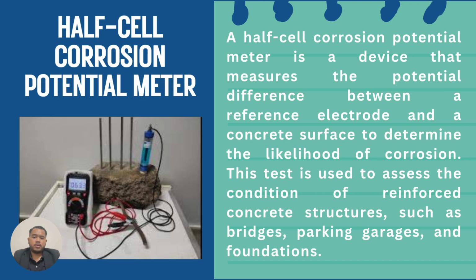Finally, the half-cell corrosion potential meter assesses the likelihood of corrosion in reinforced concrete structure. It measures the electrical potential difference between a reference electrode and the concrete surface, providing insight into corrosion activity.